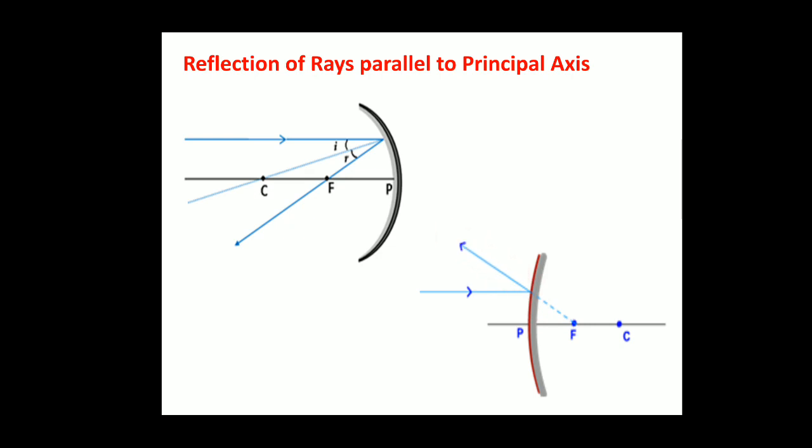So, if the incident ray is parallel to the principal axis, in both this diagram and this diagram, the incident ray is parallel to the principal axis. But here the reflected ray passes through the focus, and here the reflected ray appears to pass through the focus. This is rule number 1.